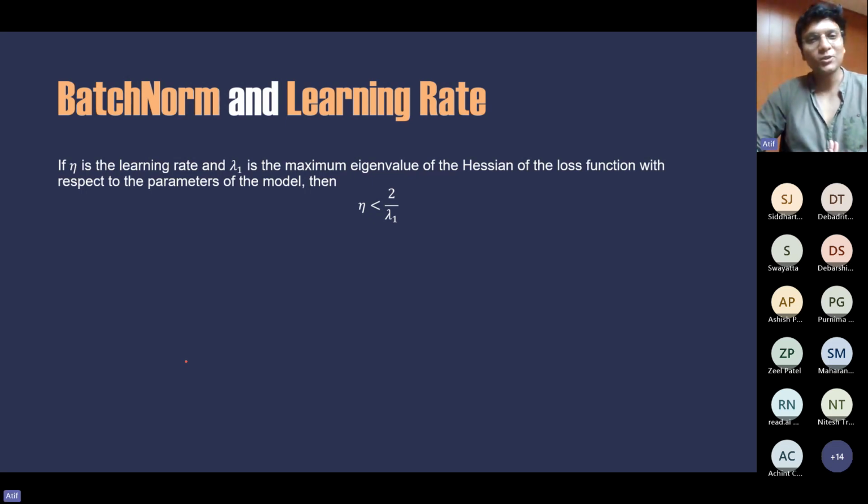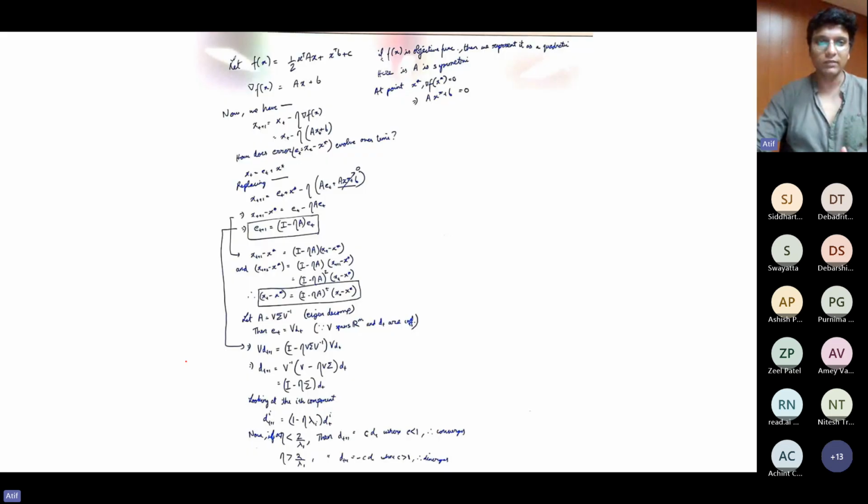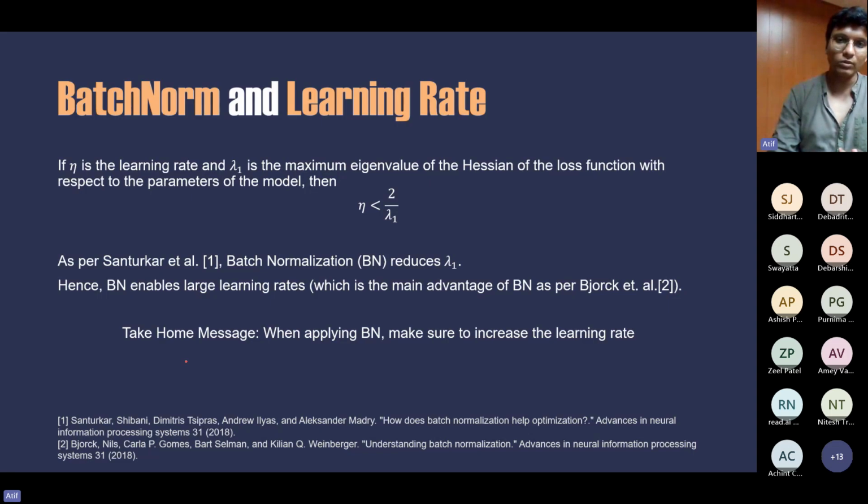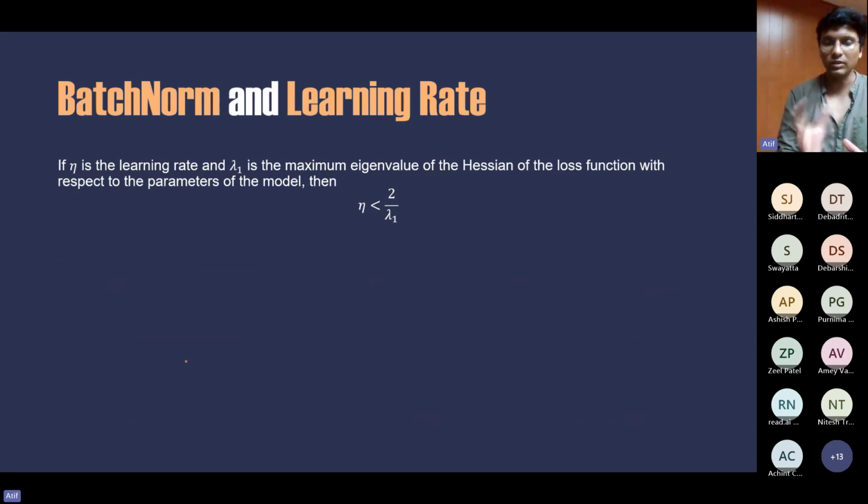Okay, so coming to batch norm and learning rate, how do we set the learning rate when we have batch normalization? There is this derivation, and I have it here. I did this derivation on board. If you want, you can look into that, but I won't be going into it right now. It's very elegant, not messy, but it'll take time. So rather, let's focus on the result.